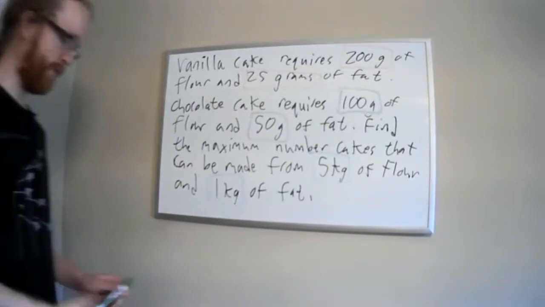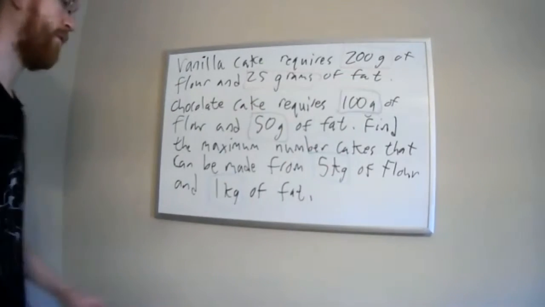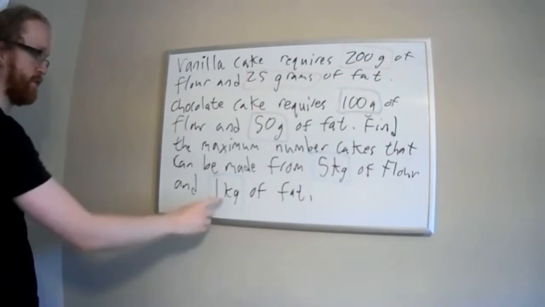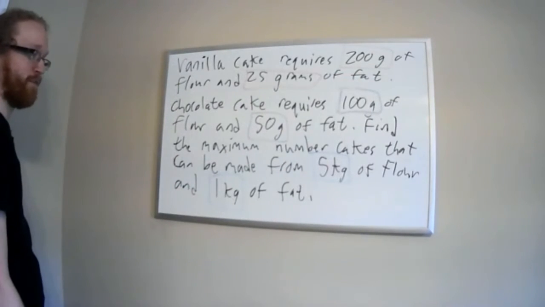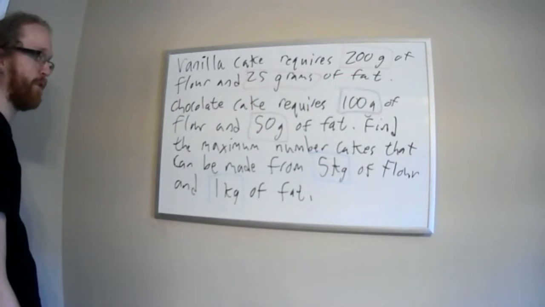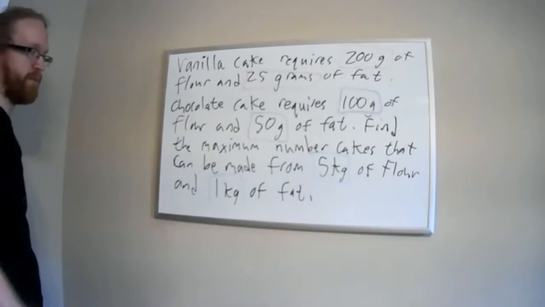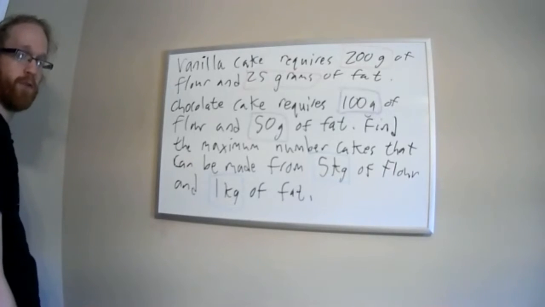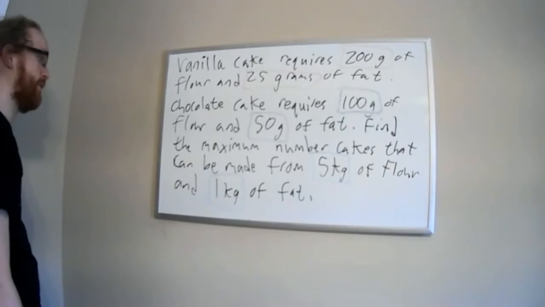So the red and the purple are telling me how much of certain things it requires to make vanilla or chocolate cake. These green things are going to give me my constraints, because I only have 5 kilograms of flour. I only have 1 kilogram of fat. I cannot exceed those numbers. So they give me constraints. I'm constrained by those.